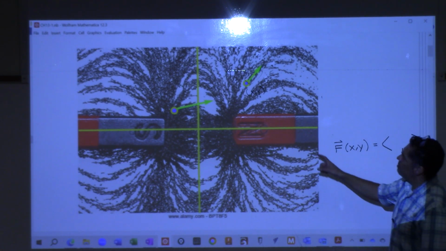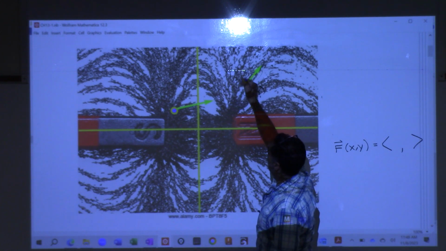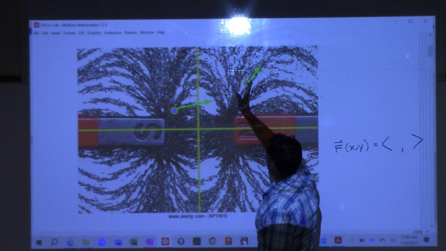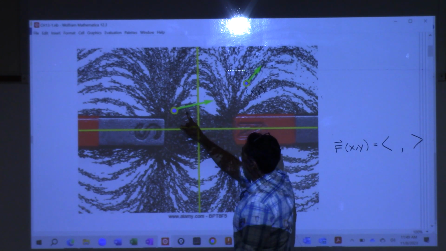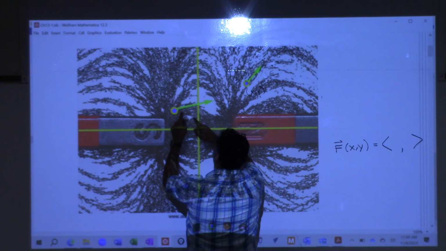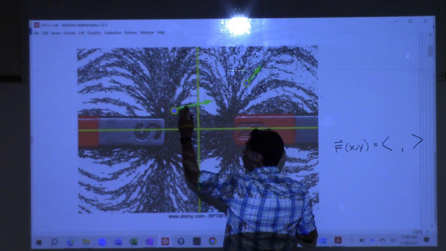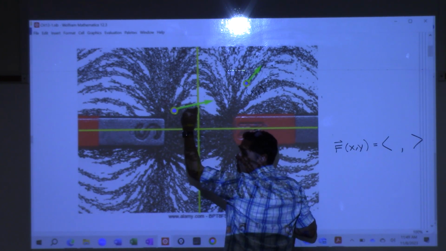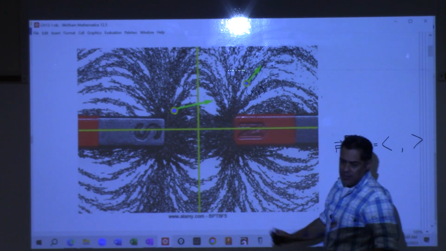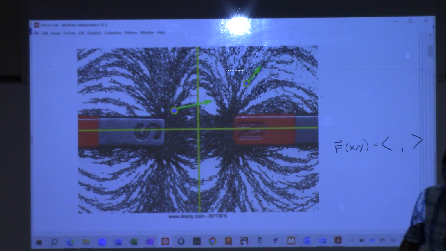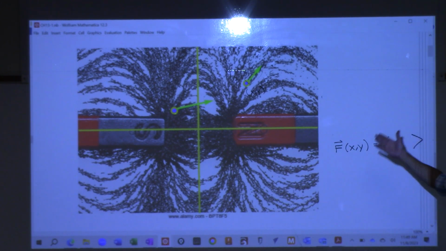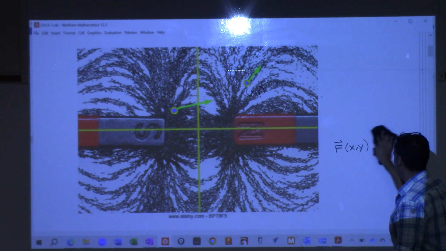So notice here this vector has a direction and a length. This one, the direction is different, and the length is longer, which would imply that this magnetic field is stronger here in that direction, because it's a longer vector. That's the basic idea of a vector field. At every point in the space, you have a function that assigns to it a vector for each point.